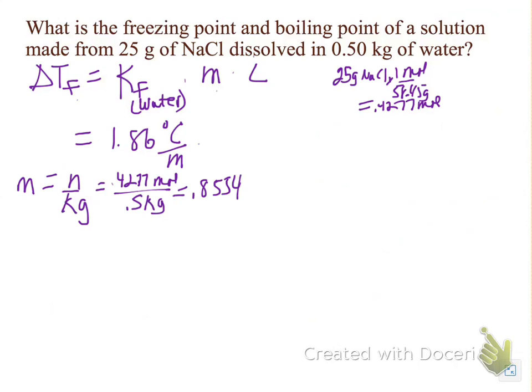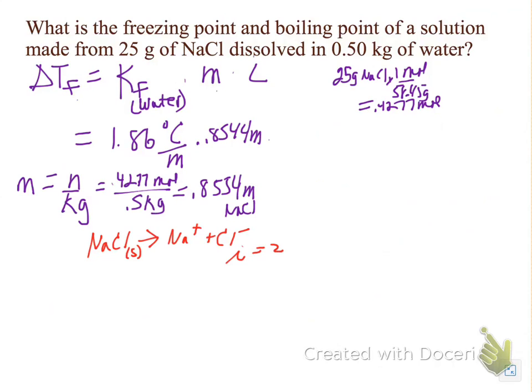And I have a half a kilogram. So when I calculate molality, I got 0.8554, carrying extra sig figs. So I'm going to add that to the equation up here, and I put the molality right there. And now I have to find what my I is. Now my I, like we said, sodium chloride breaks apart into 2 ions, so my I is 2. So I'm going to add I to the equation, and when I do that, I get 3.178.